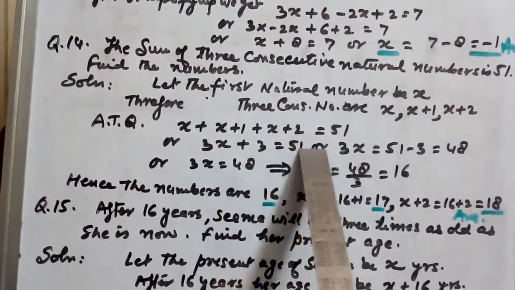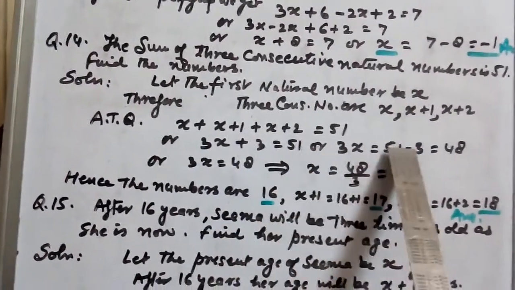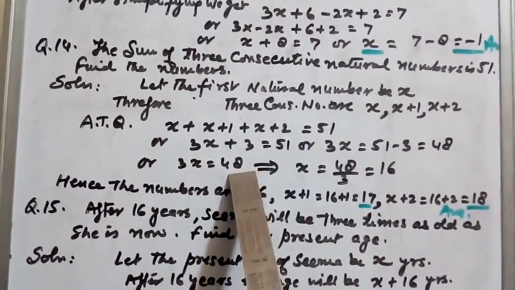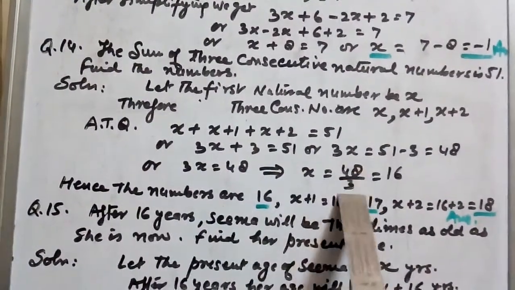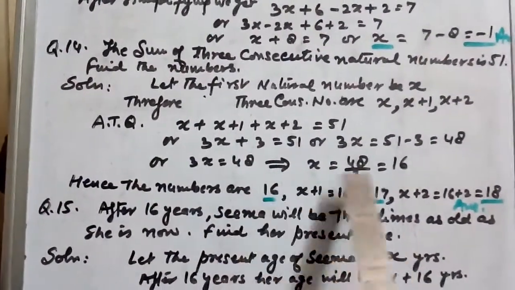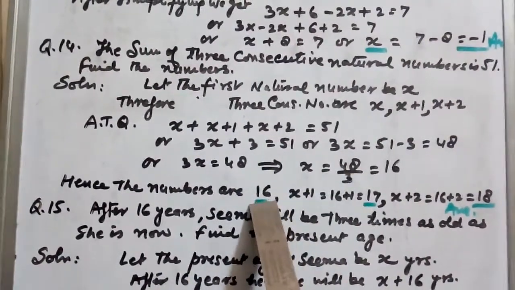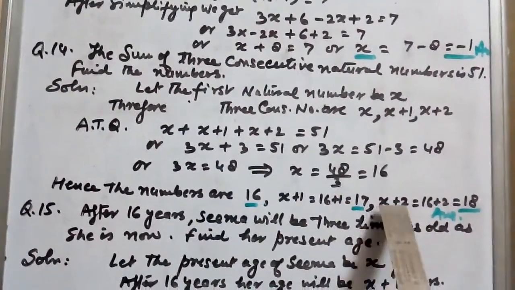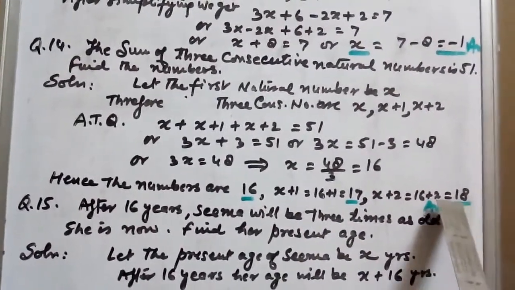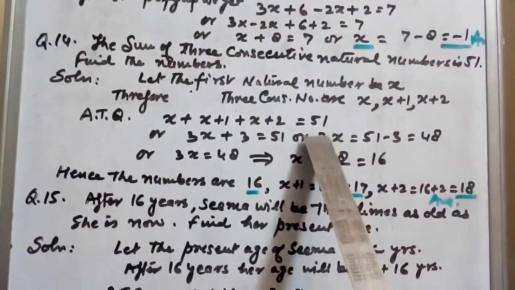3x plus 3 is equal to 51, or 3x is equal to 51, and transposing 3 from this side to this side, it becomes 3x is equal to 51 minus 3 is equal to 48, or 3x is equal to 48. It implies that x is equal to 48 upon 3, or 16 is the answer. Hence the numbers are, we have assumed the first natural number to be x, so the first is 16, the next becomes 17, and further next becomes 18. Children, to check the answer, if we add this 16, 17 and 18, we will get the number 51.